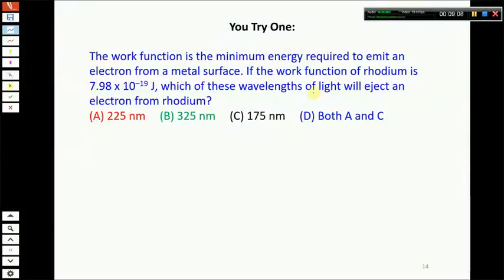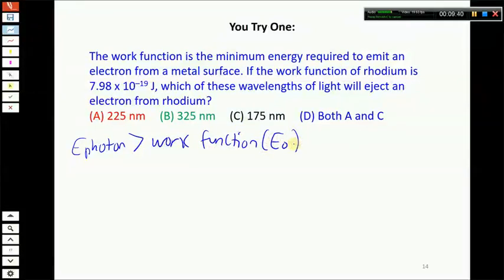All right. So the concept here is the photoelectric effect. We're shining light on a metal surface, ejecting electrons, and we want to know which of these photons, 225, 325, 175, or perhaps more than one of those, would be sufficient to eject an electron from the surface of this metal. So the concept here is that the energy of our photon, in order for us to eject an electron, has to be greater than the work function. This is just another way of stating that the frequency of the photon has to be greater than the threshold frequency.